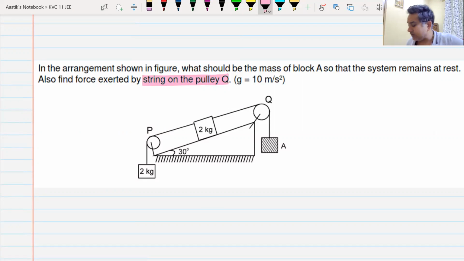There is also one more force which is exerted by the floor. Remember, this wedge or inclined plane is also exerting a force on the 2 kg block. You also tell me what will be the value of that force. So I'll give you 2 minutes to think about this. How are you going to find this?